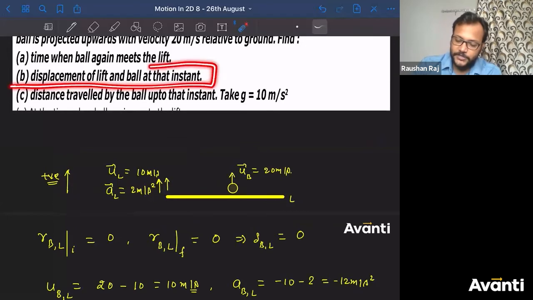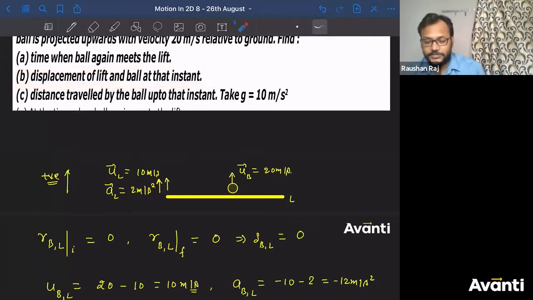Now, the question is, find the displacement of the lift and the ball at that instant. Tell me guys, what will be the displacement of the lift? In 5 by 3 seconds, what will be the displacement of the lift?